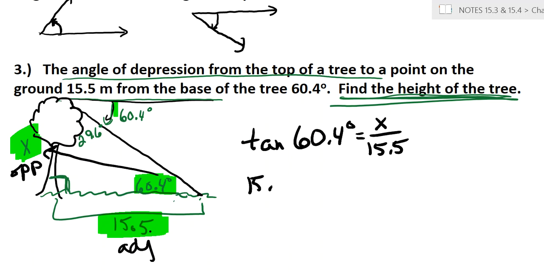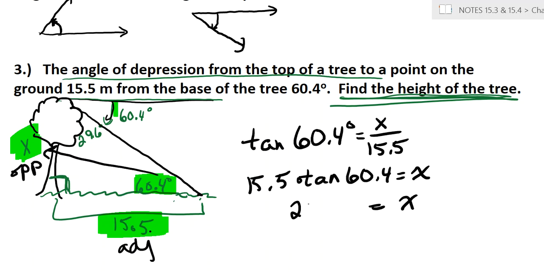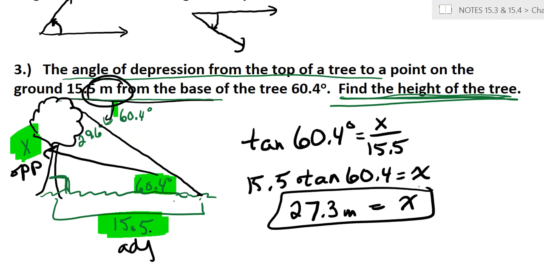Well, all I have to do is multiply by 15.5 on both sides to get the x by itself. And if we calculate that, you get, and we'll round to the nearest tenth, 27.3, and then it's meters because we want our units of measurement. So that would be the height of the tree.